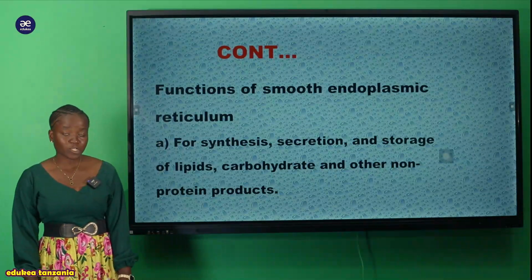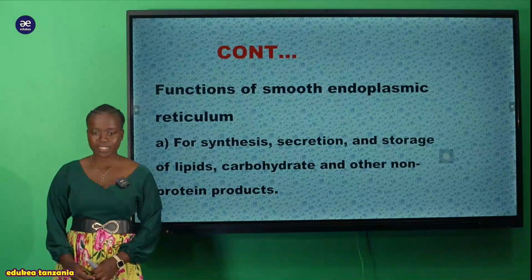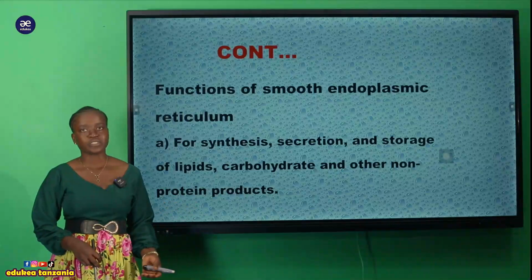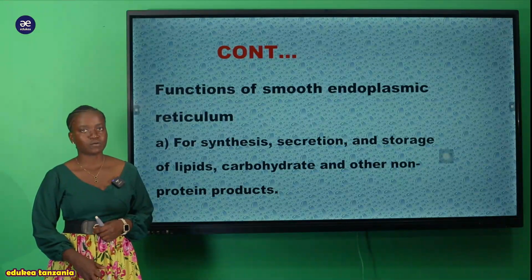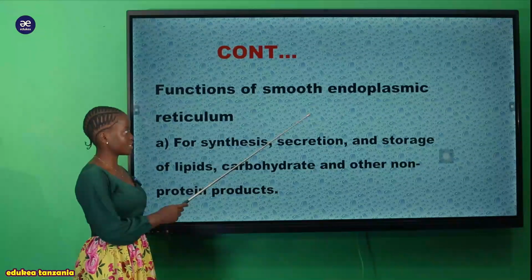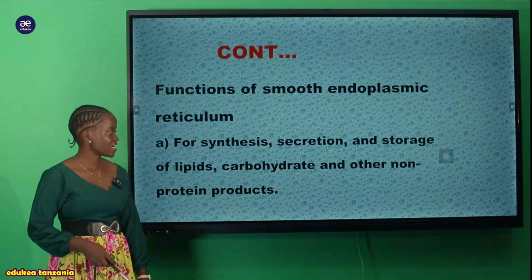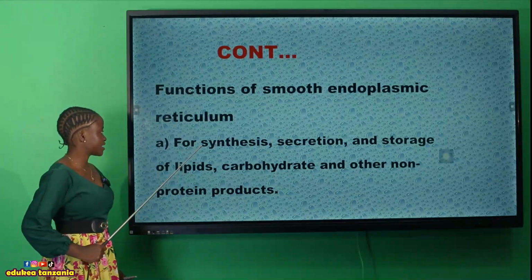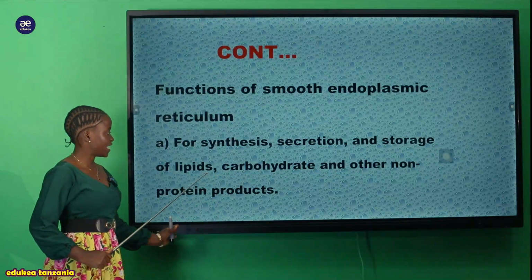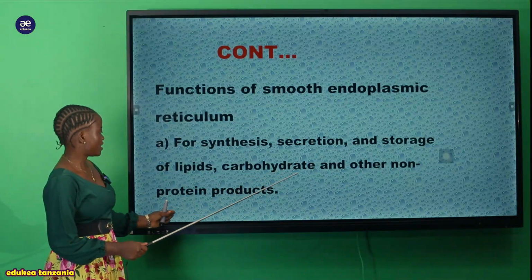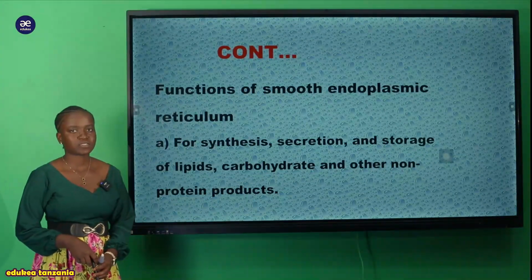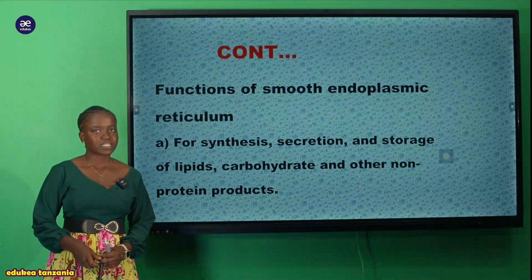So now let's see the functioning of this endoplasmic reticulum, after we have seen where it is located, where it is found within the living organism. Let's see the functioning of the smooth endoplasmic reticulum. The first function: synthesis, secretion, and storage of lipids, carbohydrates, and other non-protein products. All of these are functions of the smooth endoplasmic reticulum.